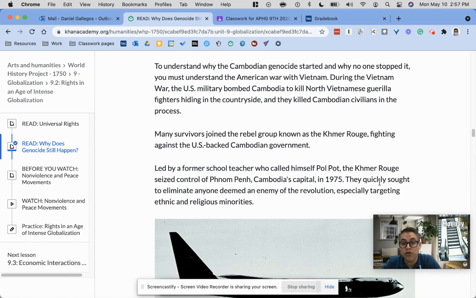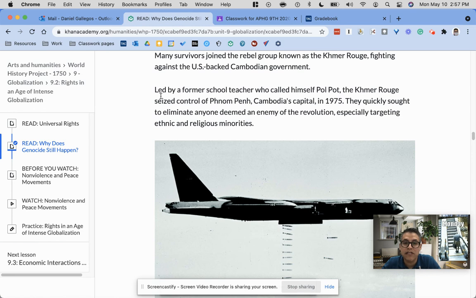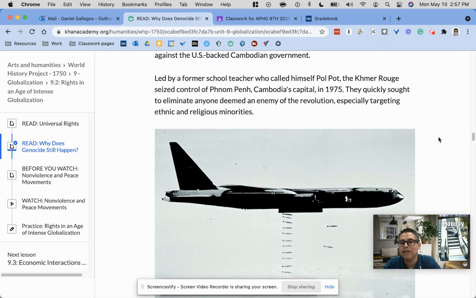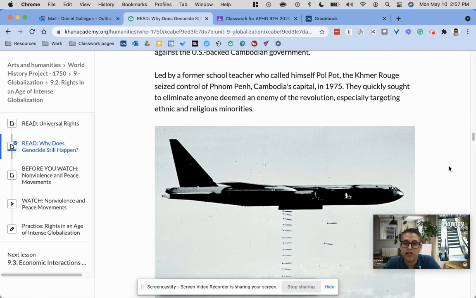Led by a former school teacher who called himself Pol Pot, the Khmer Rouge seized control of Phnom Penh, which is Cambodia's capital, in 1975. They quickly sought to eliminate anyone deemed an enemy of the revolution, especially targeting ethnic and religious minorities. So think about what the initial goal was, guys. The initial goal was to take over the government, destroy it, and then stop the US bombings of Cambodia. But look at how quickly it turned around. That military government started eliminating anyone that was an enemy of that cause, and especially ethnic and religious groups that were not with that cause.